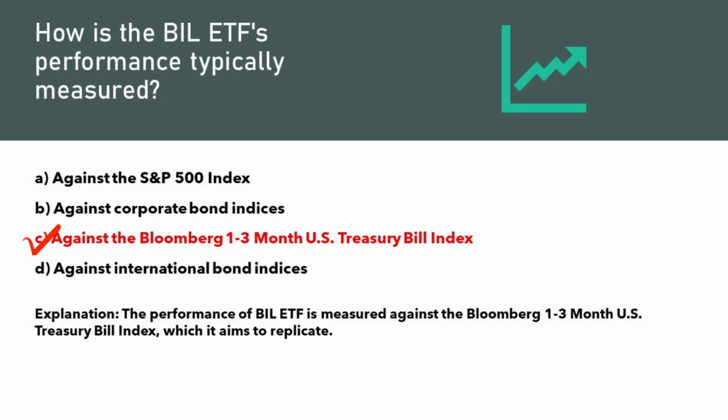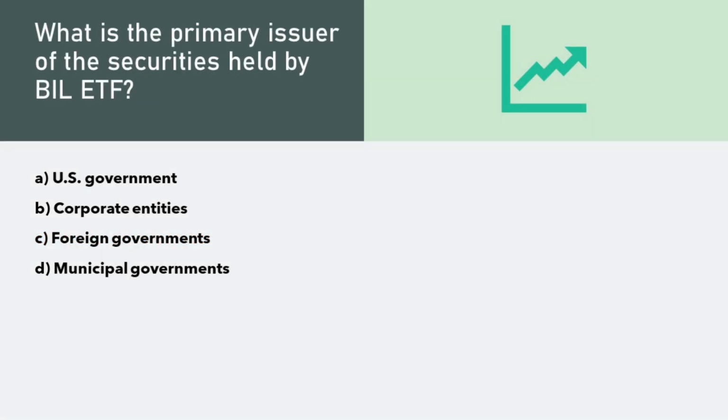Answer: C. Against the Bloomberg 1 to 3 month U.S. Treasury bill index. Explanation: the performance of BIL ETF is measured against the Bloomberg 1 to 3 month U.S. Treasury bill index, which it aims to replicate. What is the primary issuer of the securities held by BIL ETF?